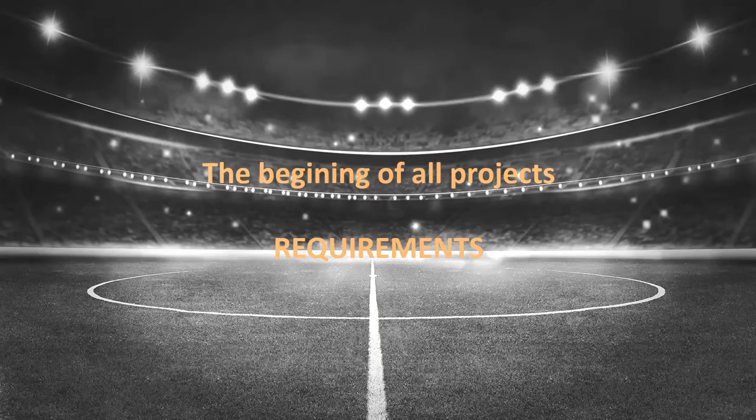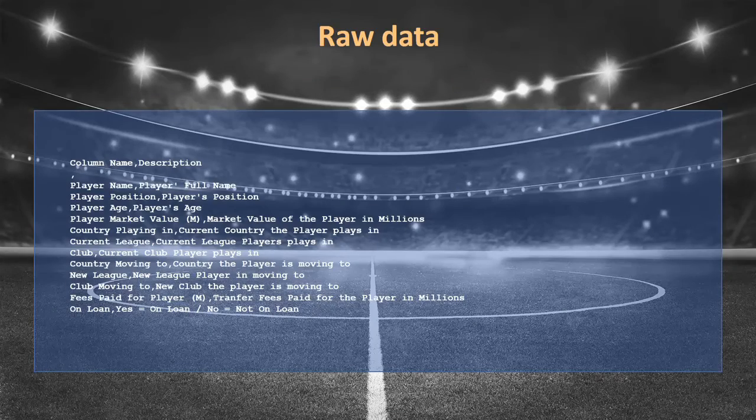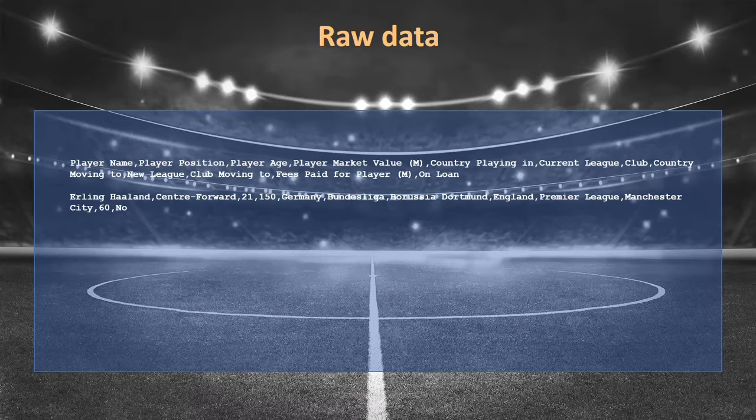Okay, let's move to the raw data. The raw data is composed of two files, the data dictionary and the data transfers. Opening the first one, we have a description of what every column in the data transfers file means. Opening the data transfers file, we can see data about transfer market value, fees paid, age of players, and so on. Now, let's go to Power Query.